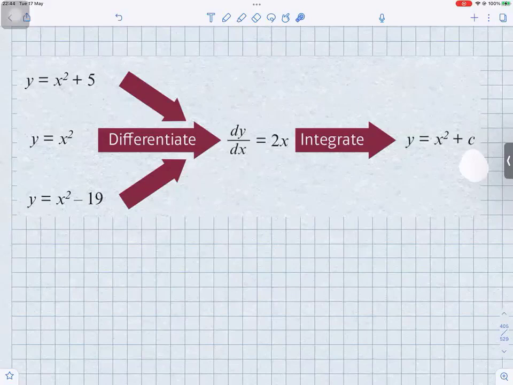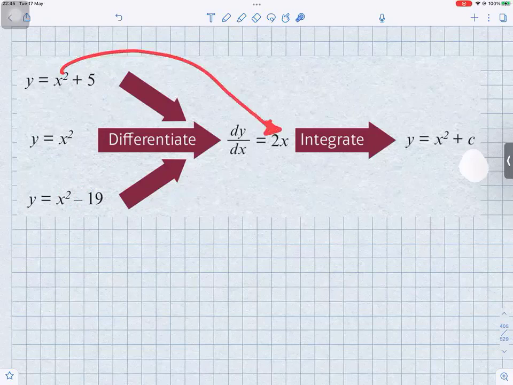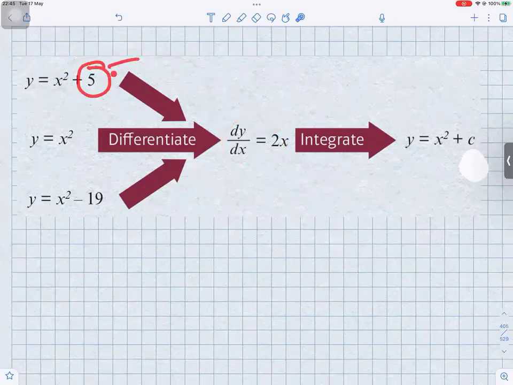When you differentiate a function that looks like y equals x squared plus 5, where there's this constant term, y equals x squared, where the constant term is 0, and y equals x squared minus 19, where the constant term is minus 19. When you differentiate them, you differentiate x squared, you get 2x. So dy over dx of x squared, you get 2x. When you differentiate plus 5, you get 0. So you just get 2x.